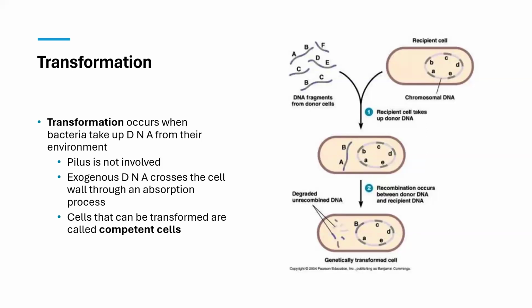And so if you have all these fragments of DNA out in the environment, and then you have your recipient cell, if it picks up some of that DNA, like we see in this second panel here, then it's going to potentially go through the process of recombination, which incorporated this big B into the chromosome. The rest of the DNA that didn't get incorporated will be degraded.